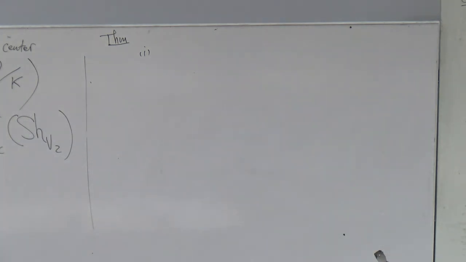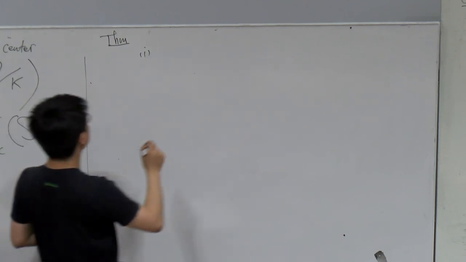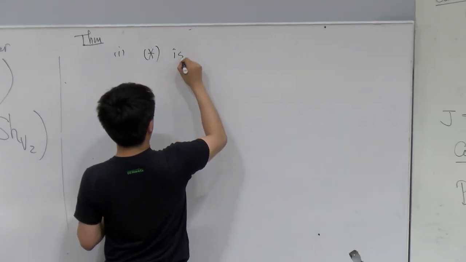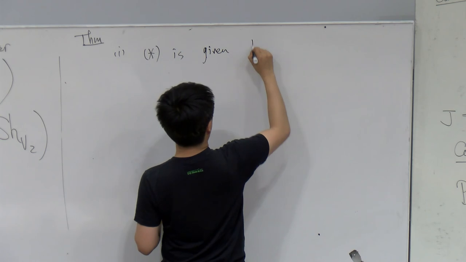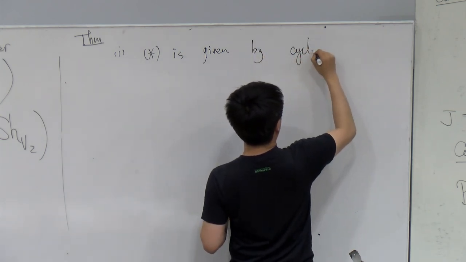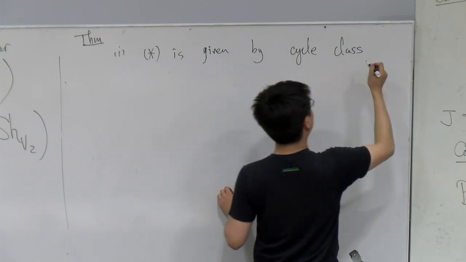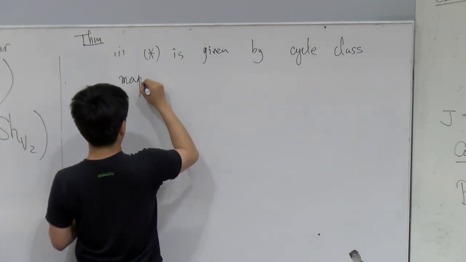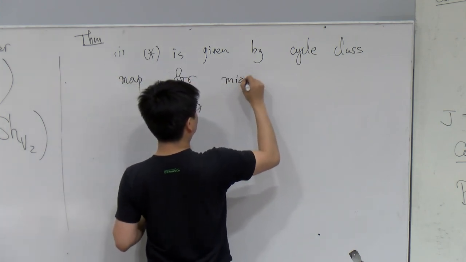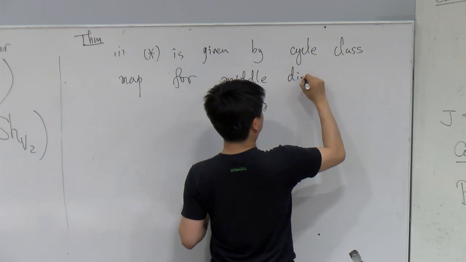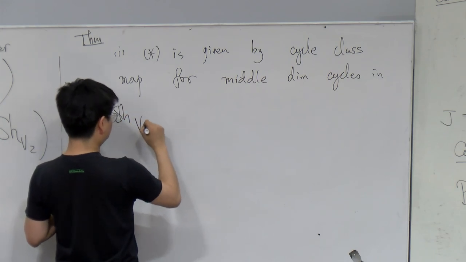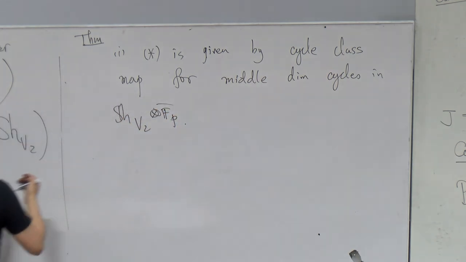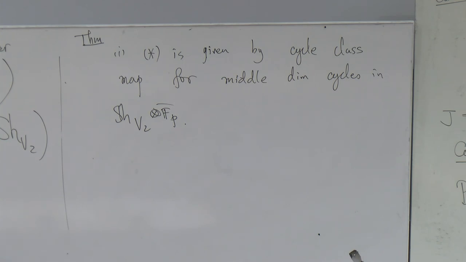So this map, let me denote it by star. One star is given by cycle class maps for some middle dimensional algebraic cycles in the mod p fiber of the Shimura variety for B2. Okay, so if you think about it, it's not surprising because the construction uses this correspondence. So it's really given by algebraic cycles.